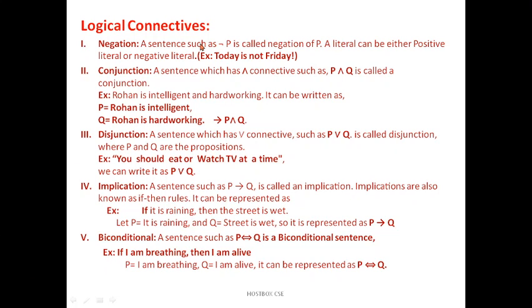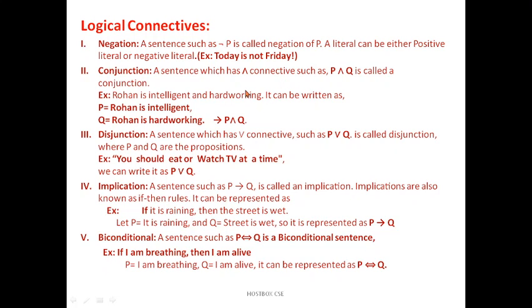First one, negation. A sentence such as negative P is called the negation of P. That means the opposite of true, so that a literal can be either positive or negative. Example, you can say today is not Friday. That is the opposite of P. So you can write it like this, negation P.